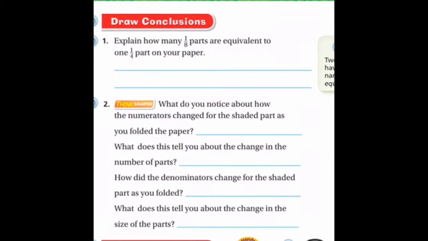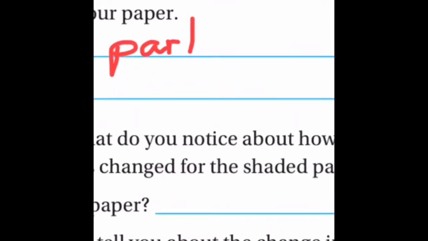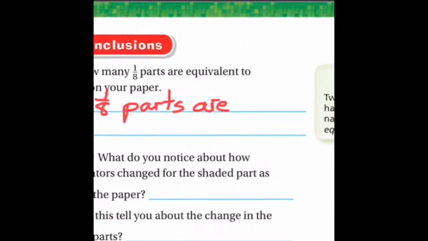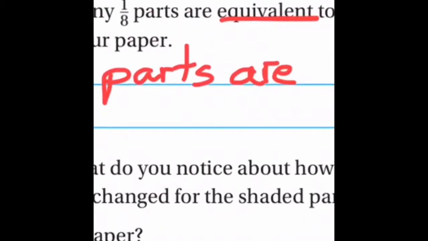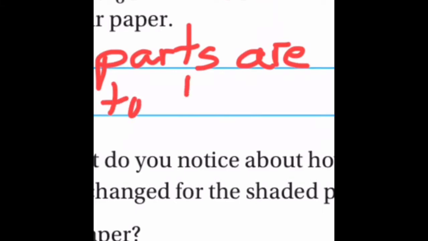So how many 1/8 parts are equivalent to 1/4? 2 1/8 parts are equivalent. And I'll spell equivalent. It's also written right here for us, but I'll spell it out. Equivalent. E Q U I V A L E N T. 2 1/8 parts are equivalent to 1/4.